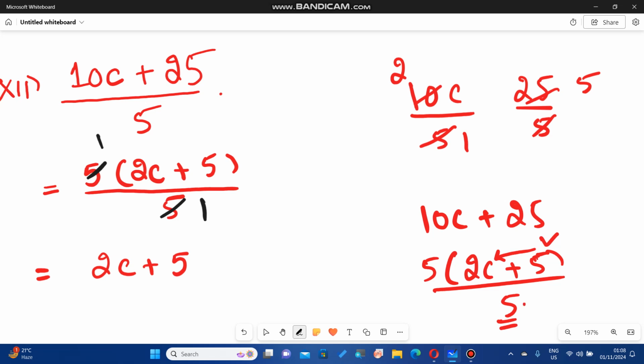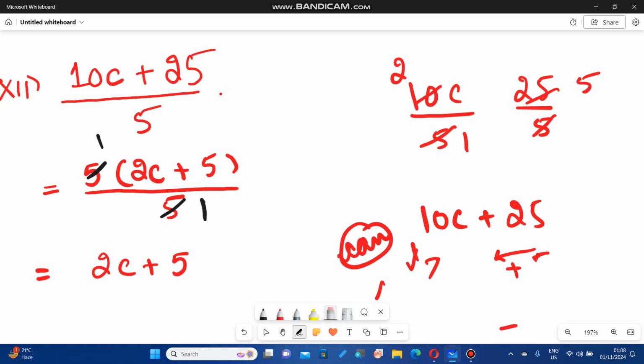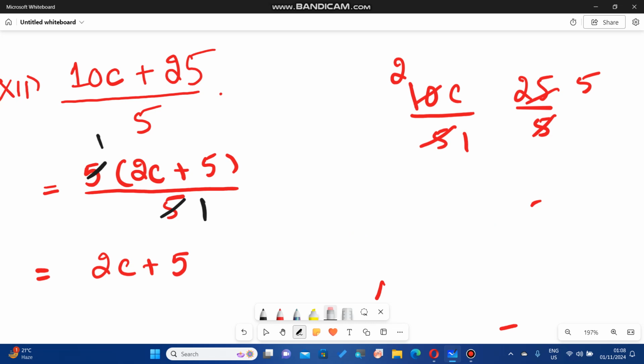But we can cancel this 5 with this 5 here. What is the difference between the two 5s? This 5 here is being added and this 5 here is being multiplied. We cannot cancel the term that is being added, but we can cancel the term that is being multiplied. So 5 times 1 equals 5 and 5 times 1 equals 5. What are we left with? We are left with 2c plus 5. Alright, let's move on to our next question.